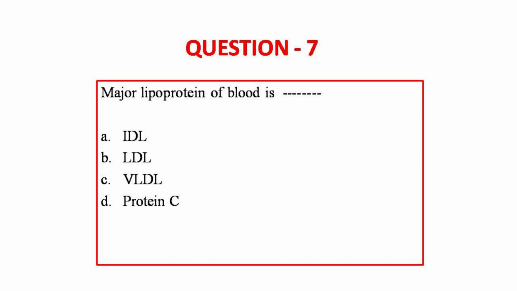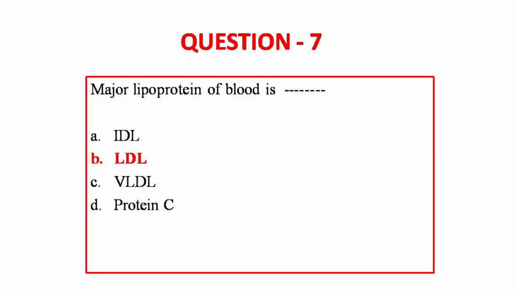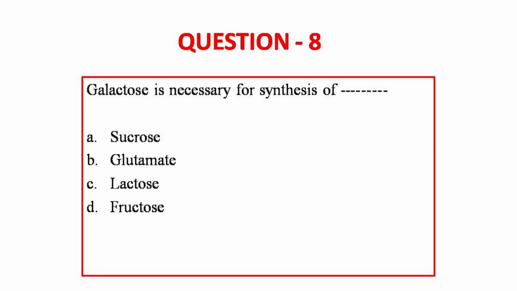Major lipoprotein of blood is IDL, LDL, VLDL, or chylomicron. In some situations, they would have given HDL also inside this. So the answer to this question is LDL. The maximum content of cholesterol is also present in the LDL only. HDL has a protective role in coronary heart disease. That's also an important question which they might ask.